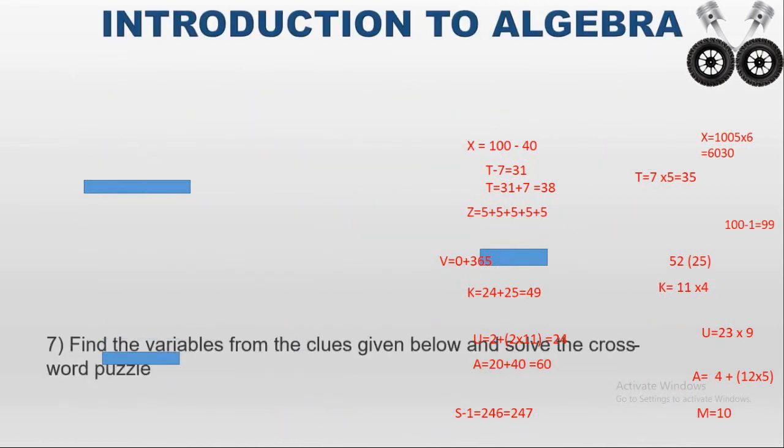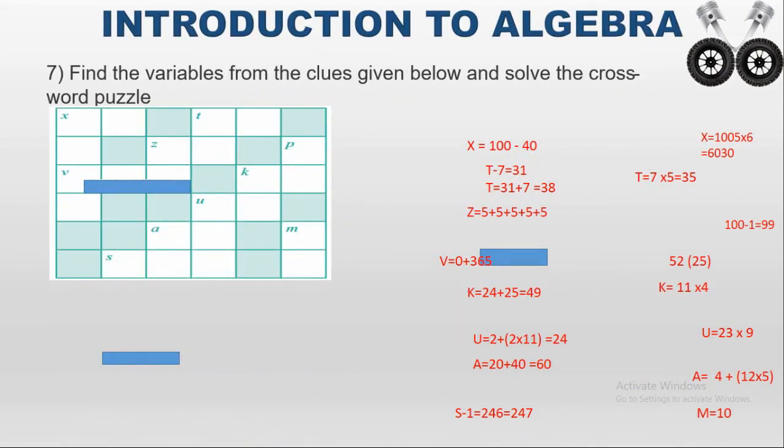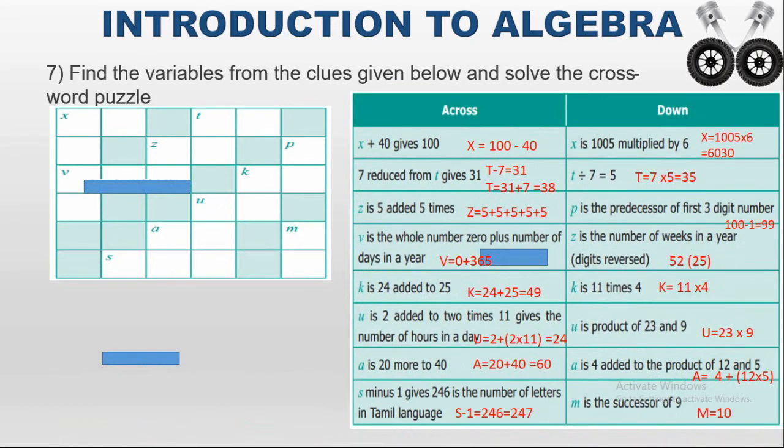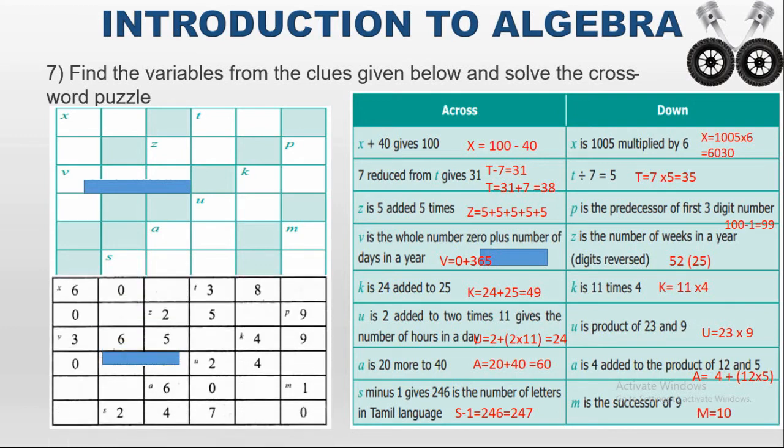Next one is question number 7. Find the variables from the clues given below and solve the crossword puzzles. So what is the problem given here? One table is given. We have to fill the tables using the clues which are given in the tables. Across means you have to write in this direction, and down means you have to write up to down. So first, we will write the across values.